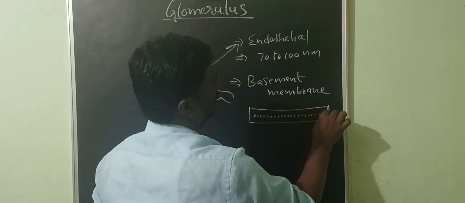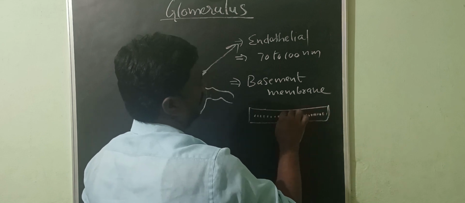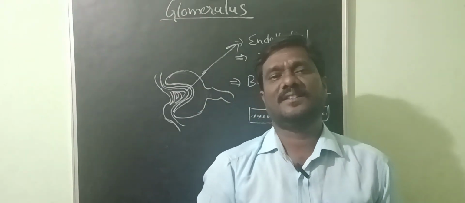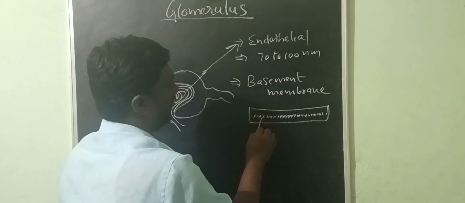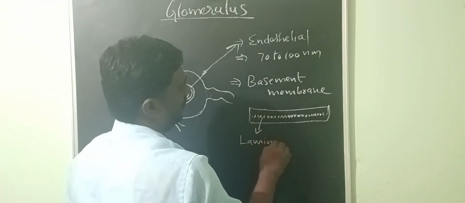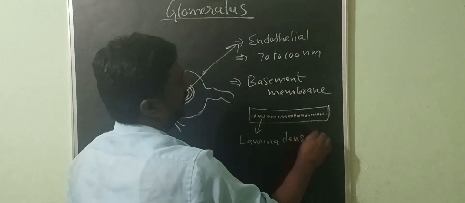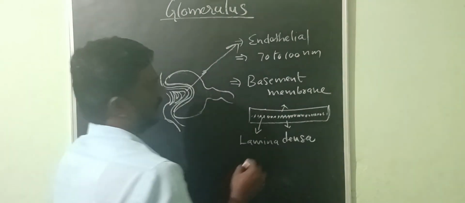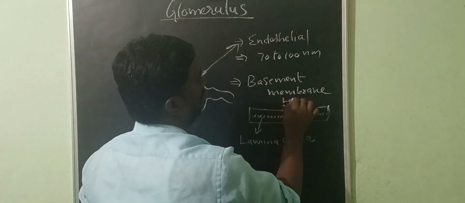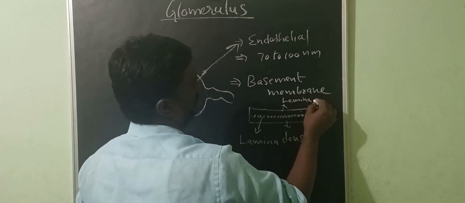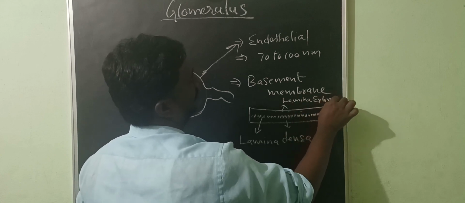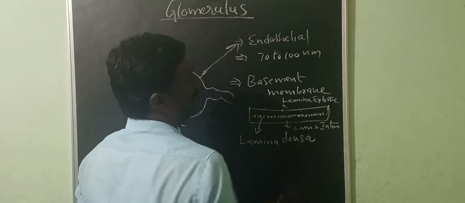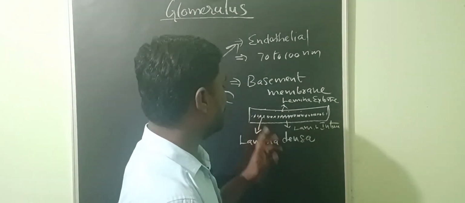It should appear as dense, as thickened. That is called lamina densa. Both edges: this is lamina externa, and this one is lamina interna. Lamina externa, lamina interna, and in the middle is the lamina densa.